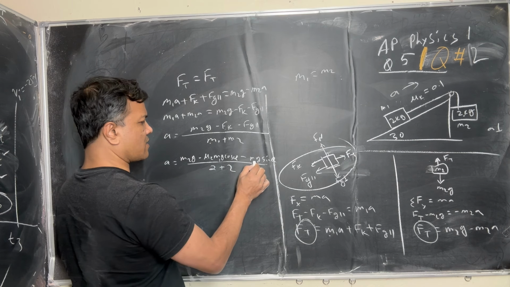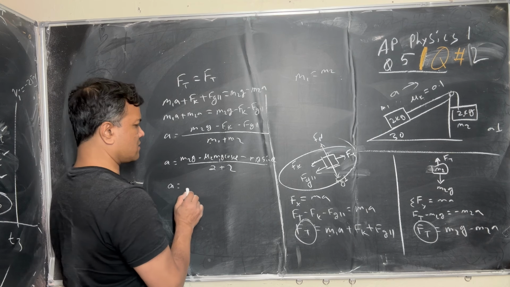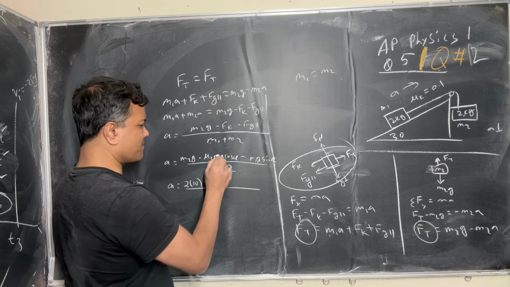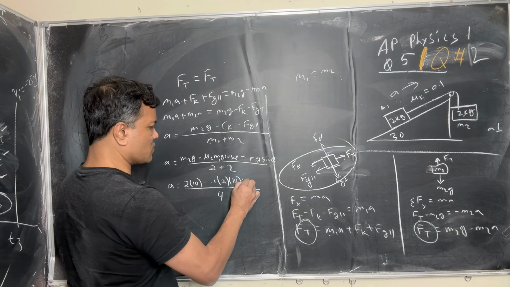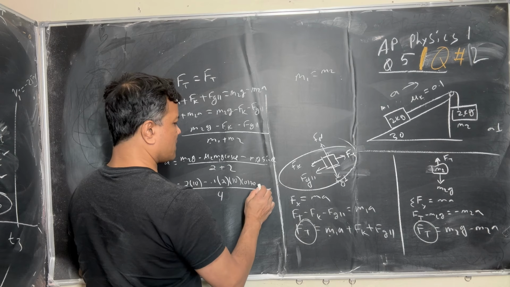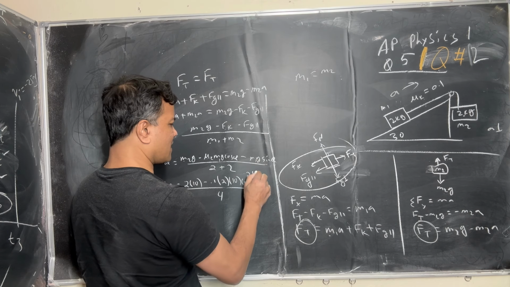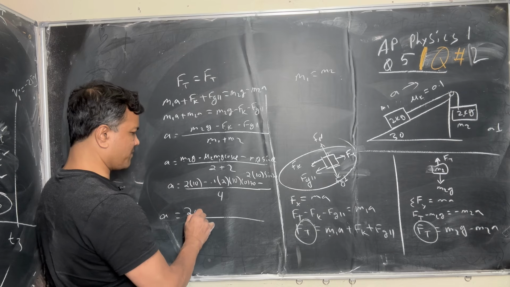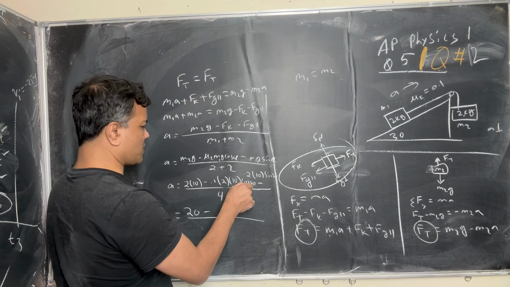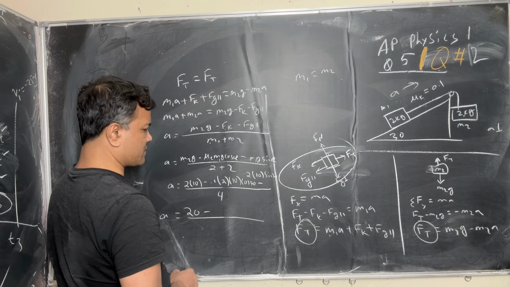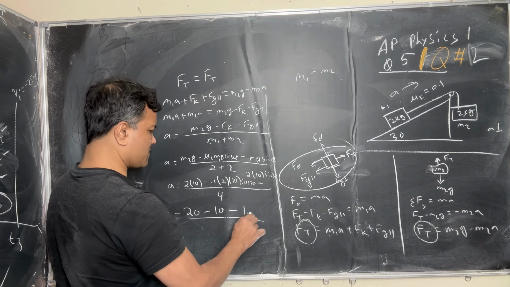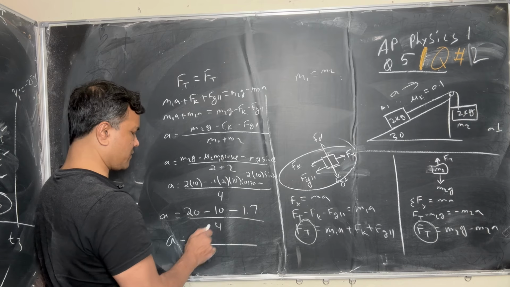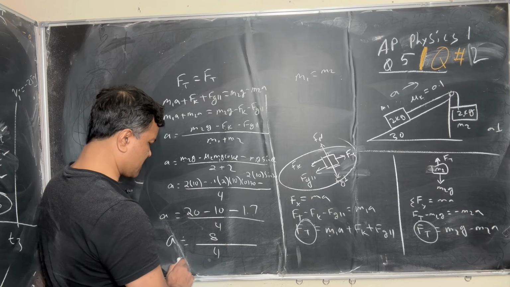This is m1. Don't make those mistakes. m2 is 2, 10 minus 0.1 times 2 times 10 cosine 30 minus m is 2, 10 sine 30. So acceleration is 20 minus 20 cosine 30 times 0.1, which is 10 minus 1.7, divided by 4. So acceleration is 12, 8, 4. So acceleration is 2.